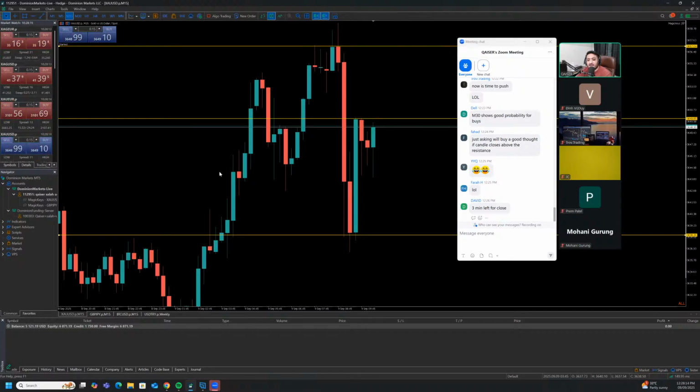Just asking, will buy be a good thought if the candle closes? Yeah, I already explained this one. Okay, 3 minutes left for the close. It's almost like 1.5 minutes left for the closure. Just wait together.